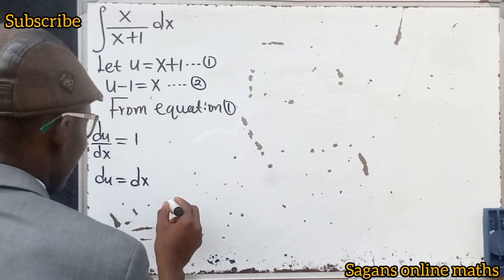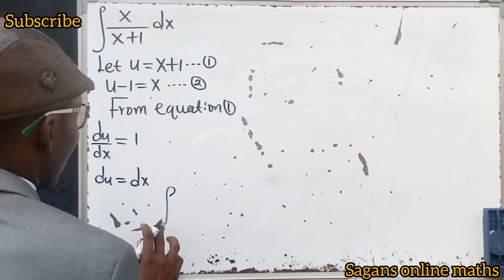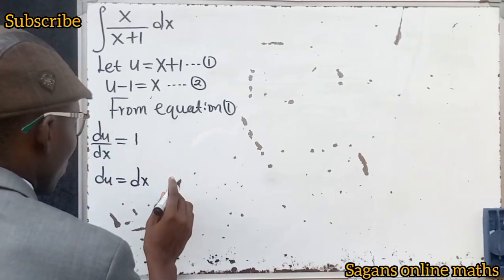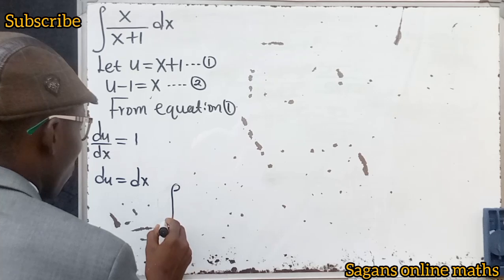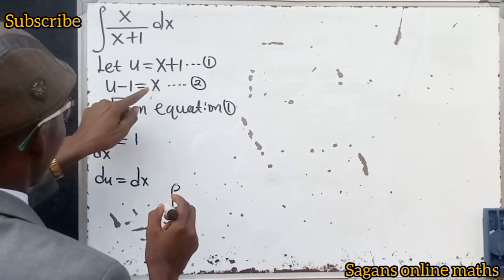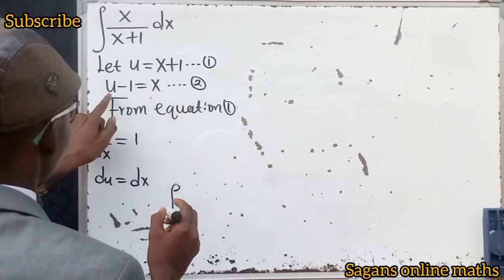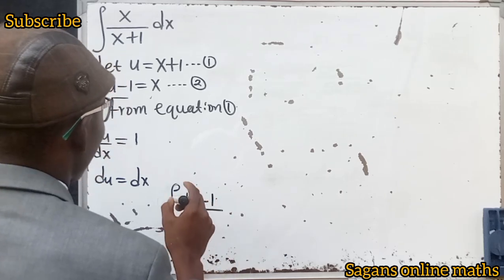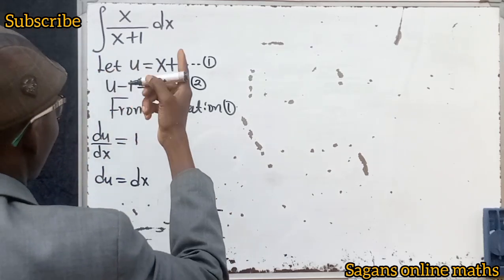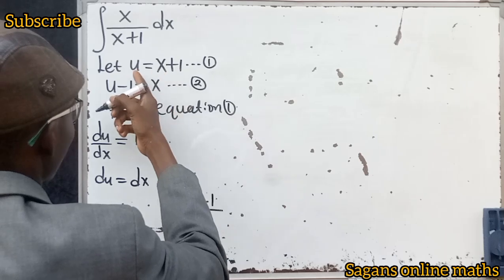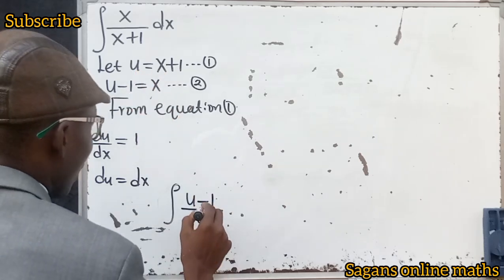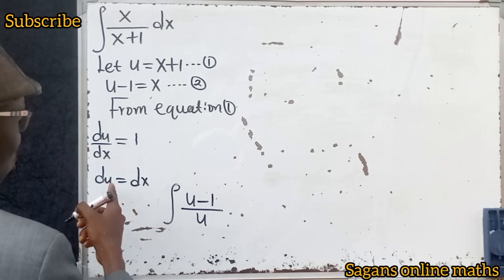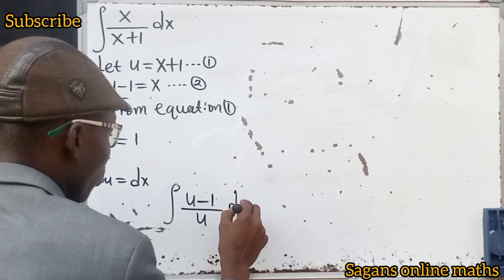Now let's go back to our real equation. The real equation is the integral of what? Now remember that our x is u minus 1, from equation 2. So this becomes the integral of u minus 1 divided by, now x plus 1 is what? From equation 1, you can see that x plus 1 is u. So here is u. And dx is du. So this is du.